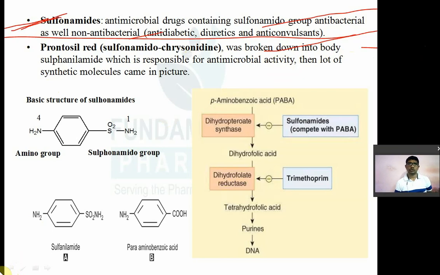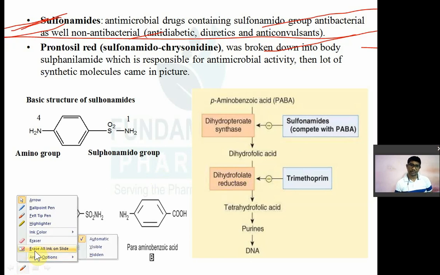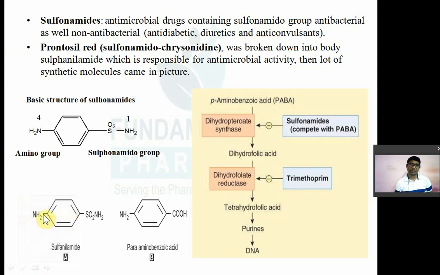They are used in diabetes, sulfonylureas particularly. Then diuretics, in which you have furosemide, torsemide, etc. They are also anticonvulsants, acetazolamide, etc. So sulfonamides have a wide variety of actions on the living organism. As I have told you, they are known as the first true antibacterial drug because they affect bacteria selectively. They will kill the bacteria, they will not harm your normal mammalian cell.